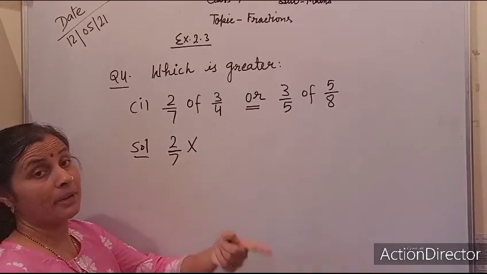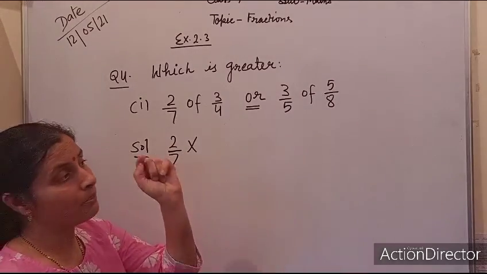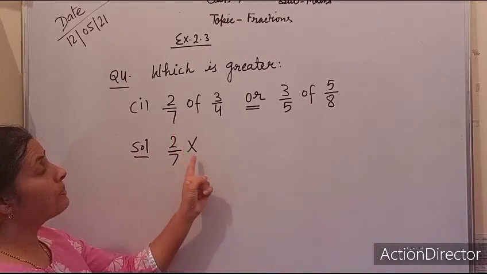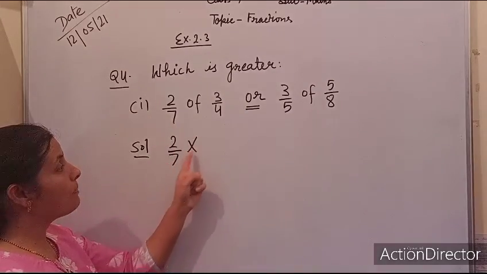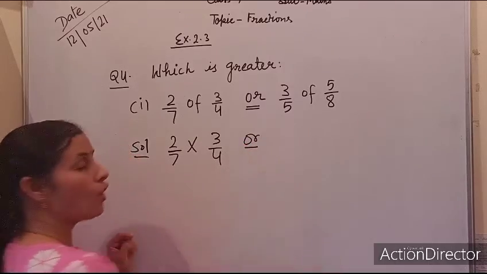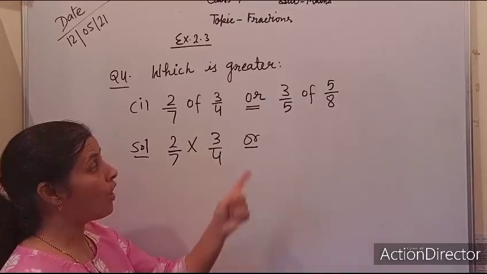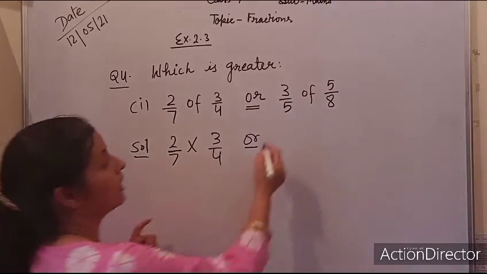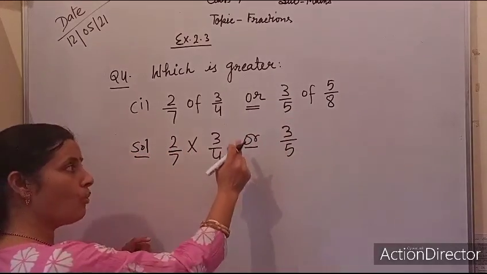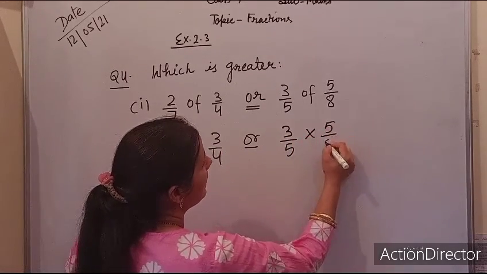As I explained during BODMAS, when I explained the meaning of each letter, of represents multiplication: 2 upon 7 multiplied by 3 upon 4. Or means yaa in Hindi. Because it is a comparison between two fractions, that's why or is used here: 3 by 5 or 5 by 8.